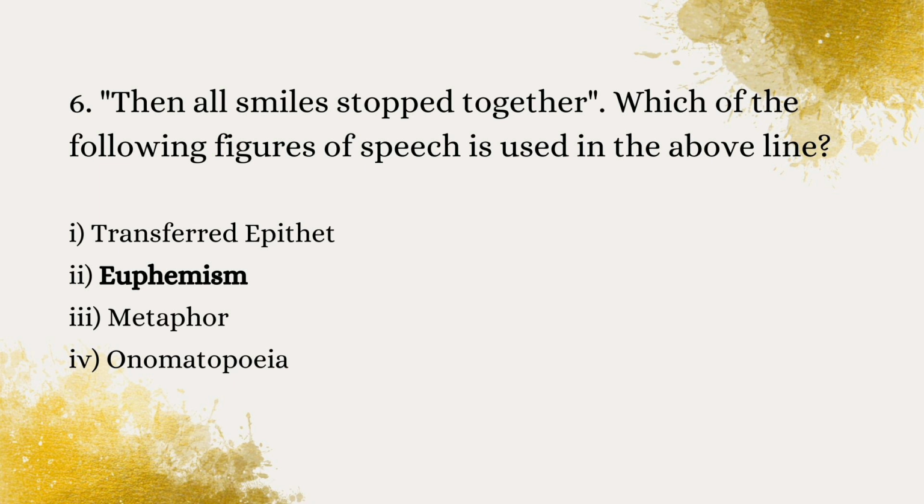Euphemism is a figure of speech where something harsh is told in a very agreeable manner, in a very sugar-coated way. Transferred epithet is called hypallage, where an epithet, that is an adjective denoting a special quality, is transferred from one particular thing to another one. Metaphor is again a figure of speech where two dissimilar things are compared in a very implicit way, and onomatopoeia is a figure of speech where the sound echoes the sense.